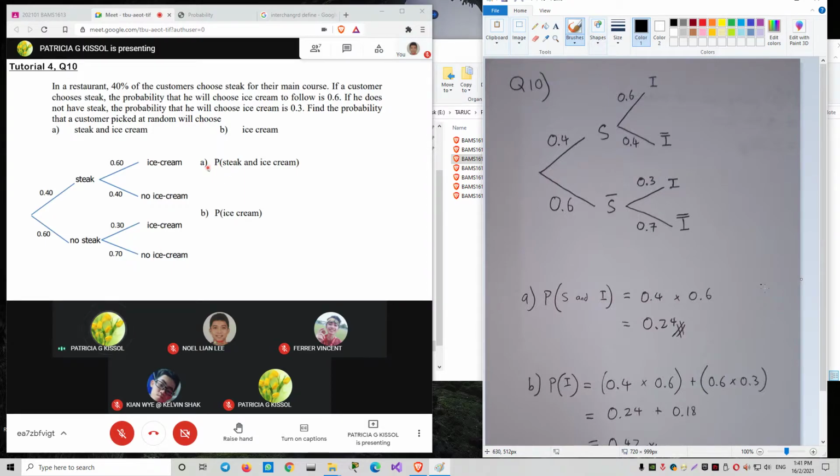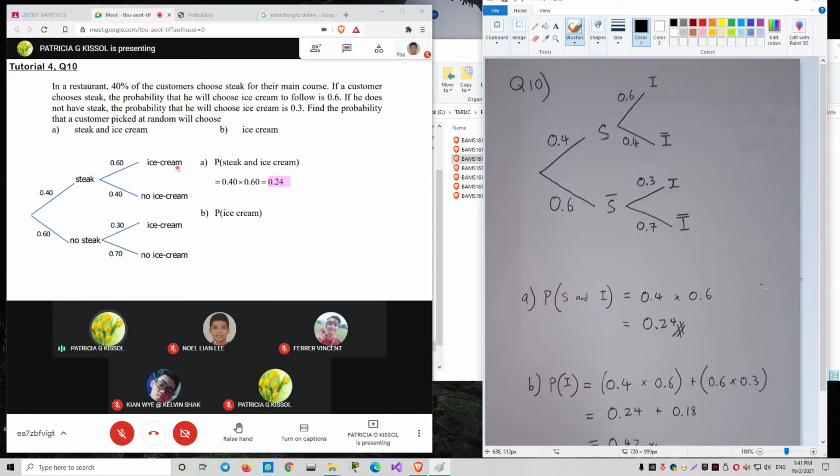So for part A, the question is to find the probability that a customer picked at random will choose steak and ice cream. So the keyword here is steak and ice cream. That means we only need to refer to steak and ice cream. You just have to multiply them: 0.4 times 0.6, and that gives you 0.24 as your answer.